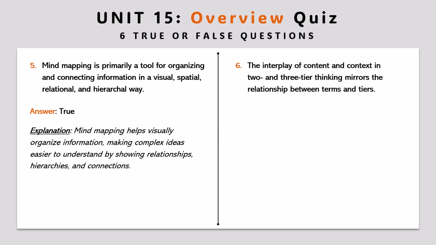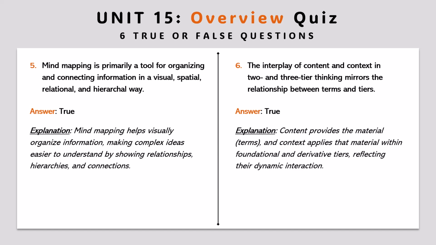Question number 6. The interplay of content and context in 2- and 3-tier thinking mirrors the relationship between terms and tiers. Answer: true. Explanation: content provides the material, terms, and context applies that material within foundational and derivative tiers, reflecting their dynamic interaction.